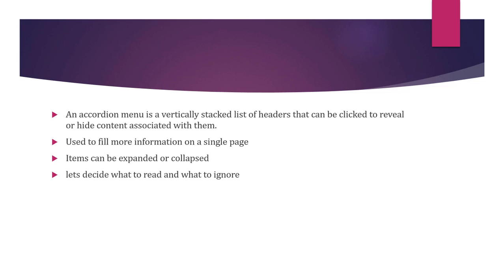The third option that we have seen is items can be expanded or collapsed. Yes, whenever we click on the plus, the items are going to be expanded. Whenever we click on the accordion again, it is going to be collapsed. The last point, let's decide what to read and what to ignore.